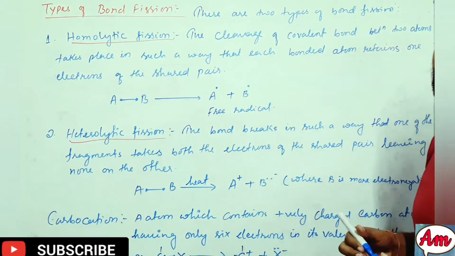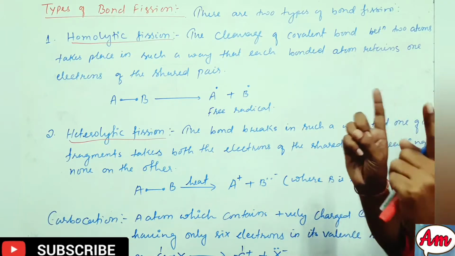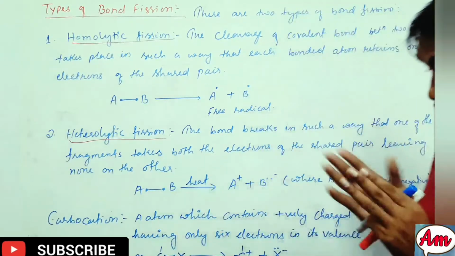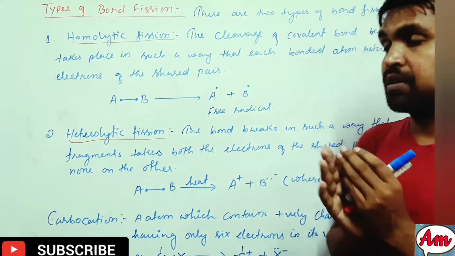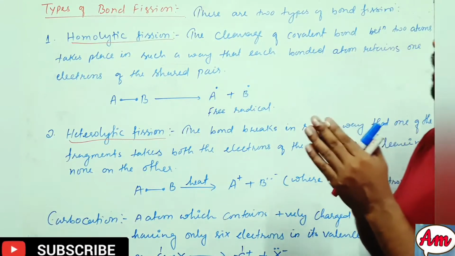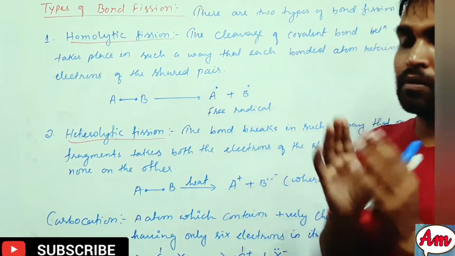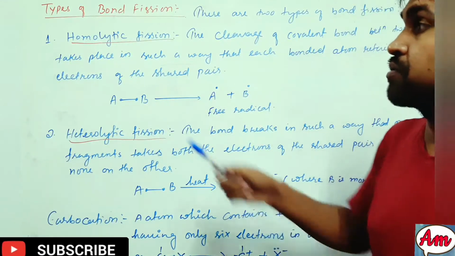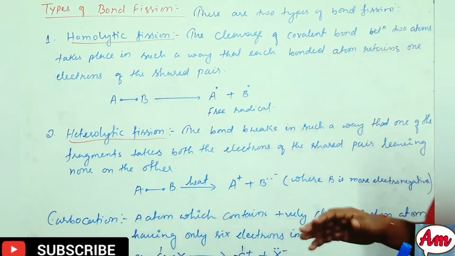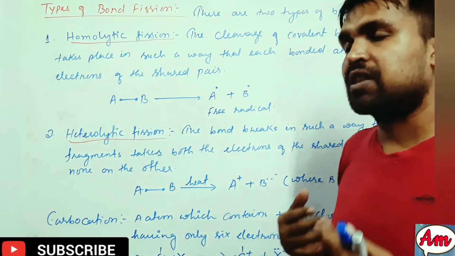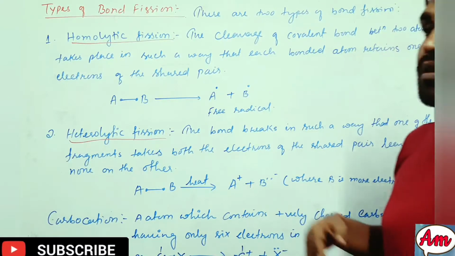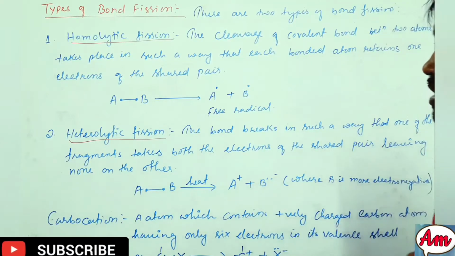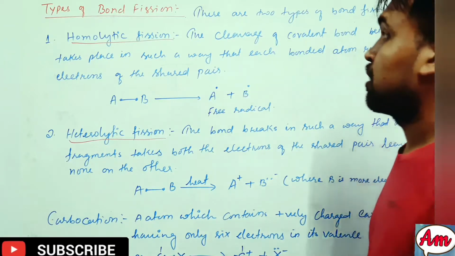In which sense, a bond is formed between the same kind of atoms, hydrogen, carbon, oxygen. In these compounds where you have the same kind of atoms, that bond fission is called homolytic bond fission. Again, homolytic bond fission generally occurs in homogeneous compounds like H2, Cl2, Br2, all these things.